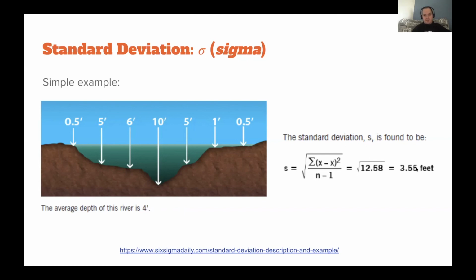3.55. So basically, this river is indeed on average 4 feet deep, but the standard deviation is almost the same as the average. So on average, the points differ from the average almost one full average, right? So that's a lot of standard deviation. That's a very large standard deviation considering the average value. It could go all the way from 0.5 or half a foot to 7.55 feet on average, right?